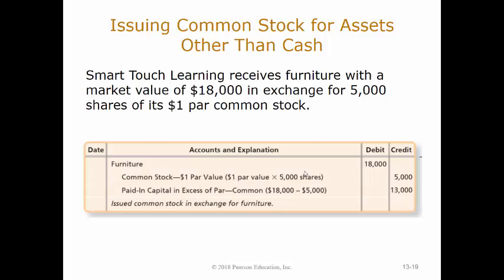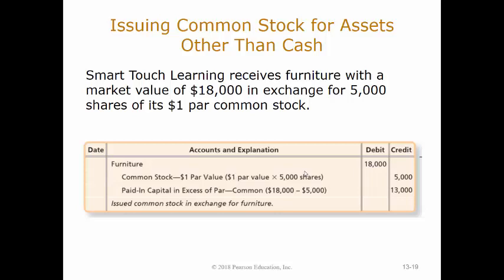Well, a portion of those assets that we are acquiring can be attributed to the par value of our stock, and we have to separate it. So we're going to credit common stock $1 par value by finding the par value of that stock multiplied by the number of shares that we are giving up in exchange for this furniture. It's $1 par value stock. We are giving this furniture retailer 5,000 shares. That means that common stock $1 par value has to be credited for $5,000.